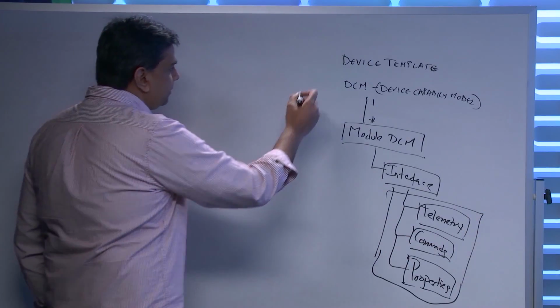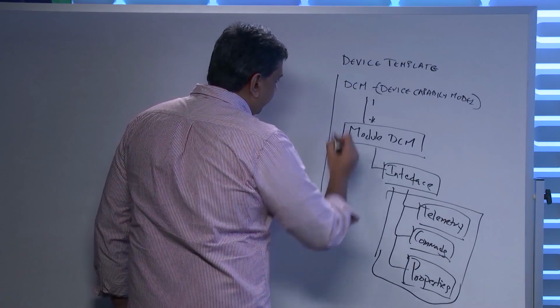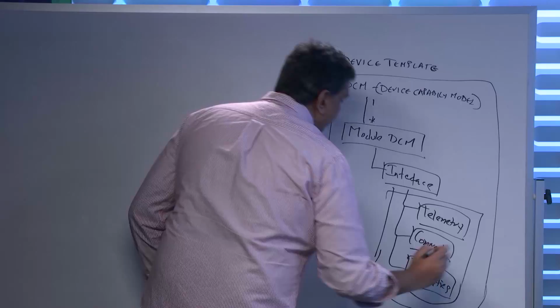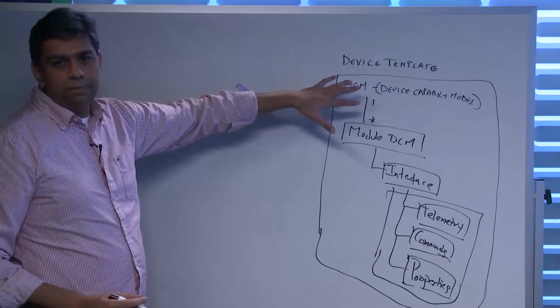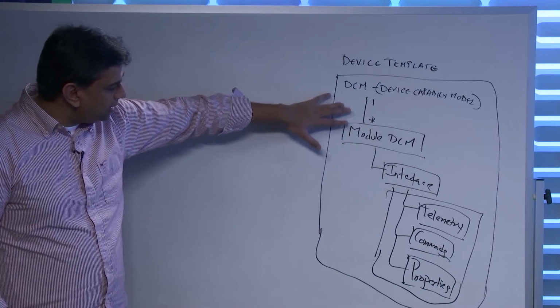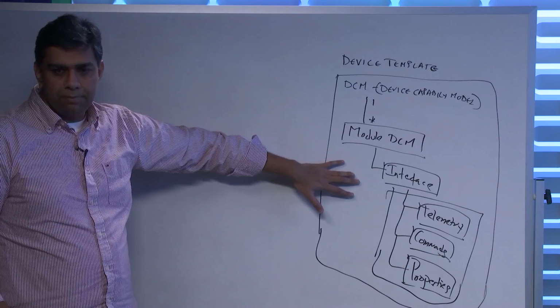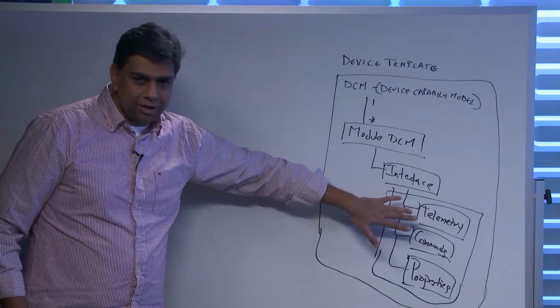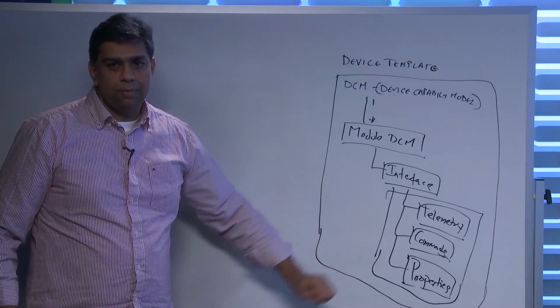So if you look at it, this is the concept of a DCM, where you're taking a device capability model, and then you're creating many module capability models. And for each module capability model, you describe your telemetry, commands, and properties.